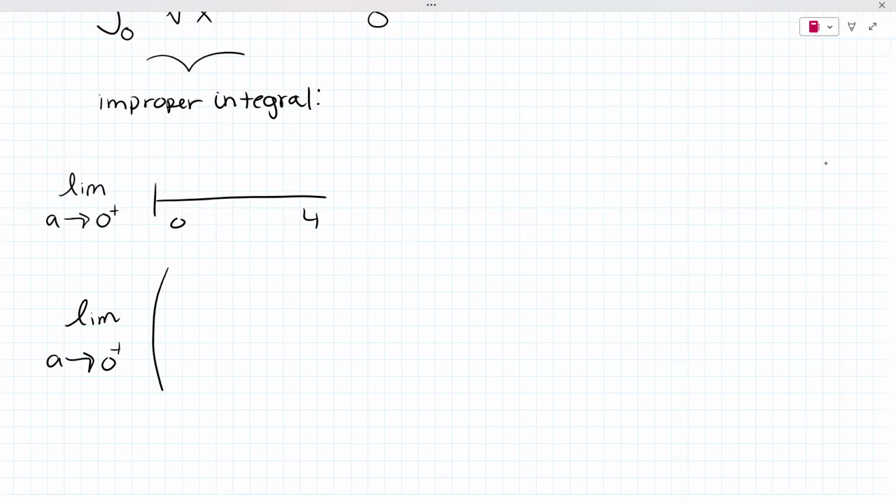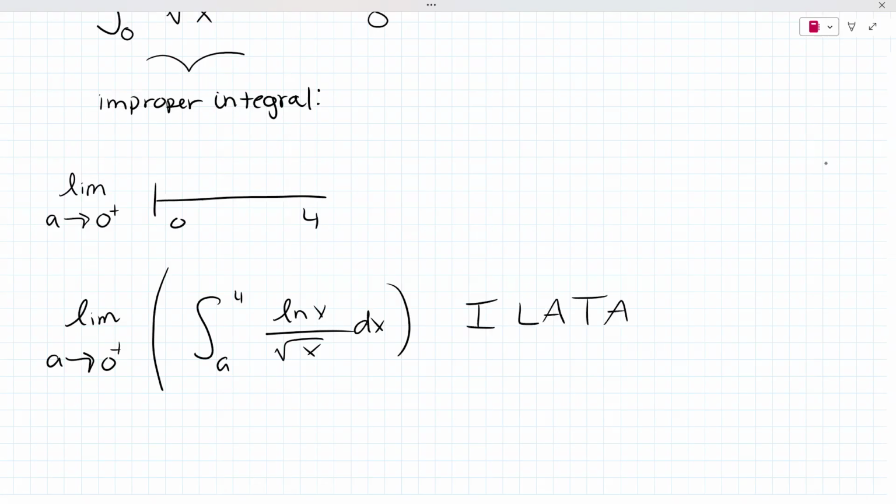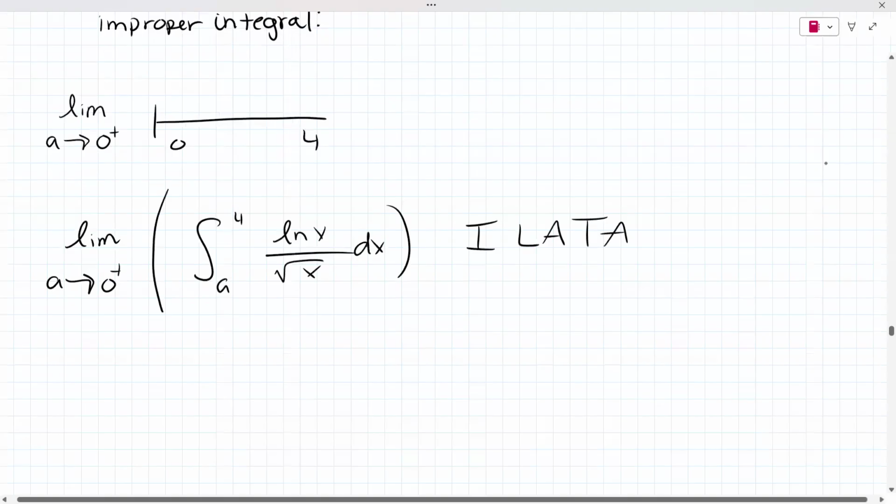So we can rewrite this as a limit problem. We can say the limit as a approaches 0 to the right, from a to 4, of the ln of x over square root of x dx. And we can use ILATE. So we're going to do integration by parts now.